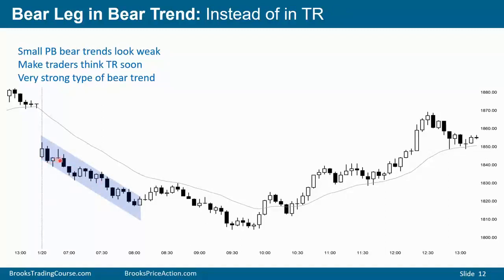We have a bear bar, bad follow through. The bear bar is not all that big. Bad follow through, lots of reversals up, but a small pullback bear trend. We're getting gaps, and that increases the chances that this is a bear trend and not just a bear leg in what will become a trading range. It's a very strong type of bear trend, even though it looks weak. Traders should not be buying.